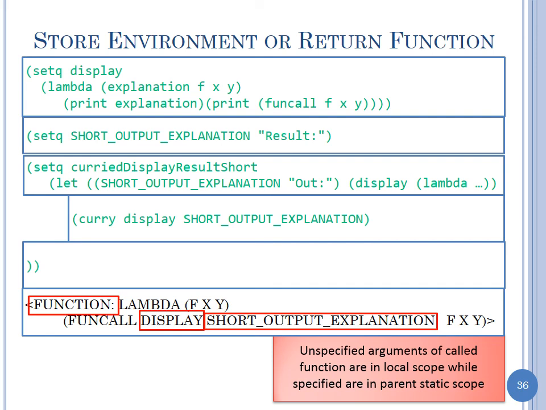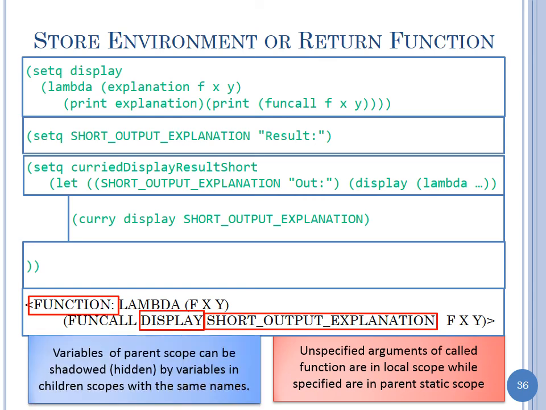So one of these would have to shadow the other, right? Either the arguments supplied at call time shadow the ones that were supplied at curry definition time, or vice versa. Now we know that the arguments supplied at call time are the local ones. They can't be shadowed. So it must be the curried arguments, defined at curry time, that are shadowed. So let me just give you the answer. Variables of parent scope can be shadowed, hidden by variables in children scopes with the same name.